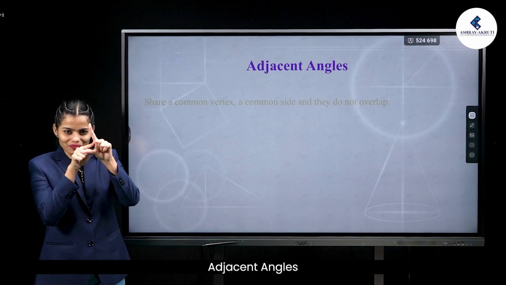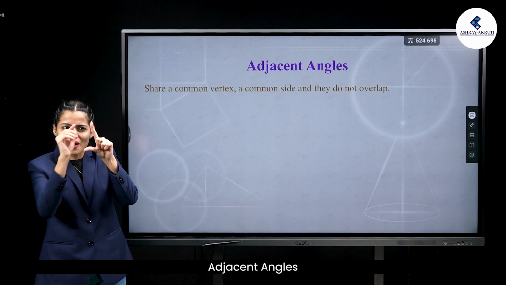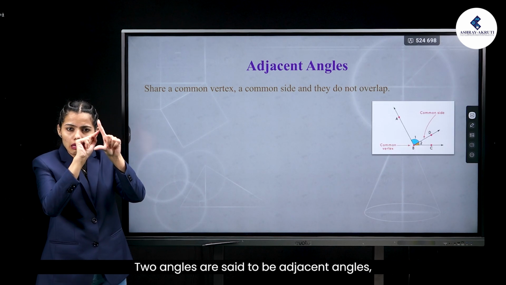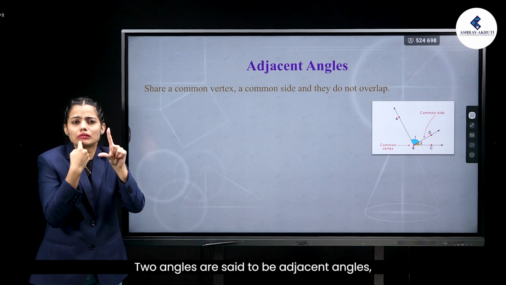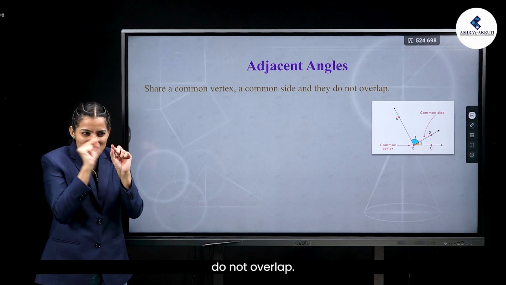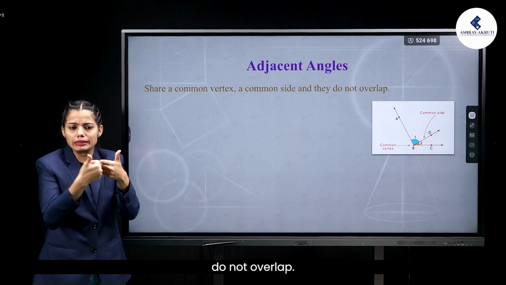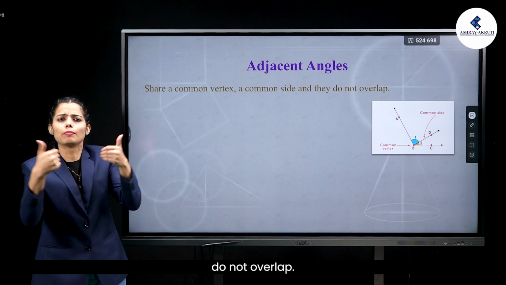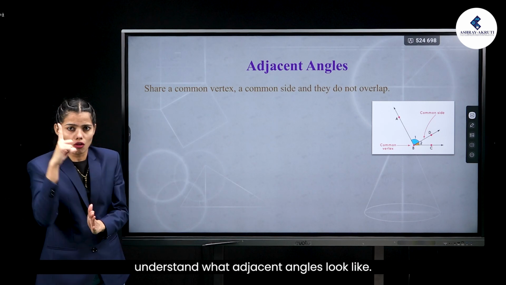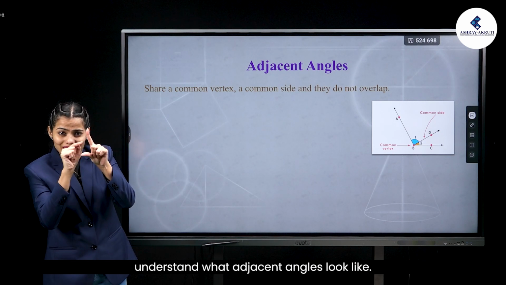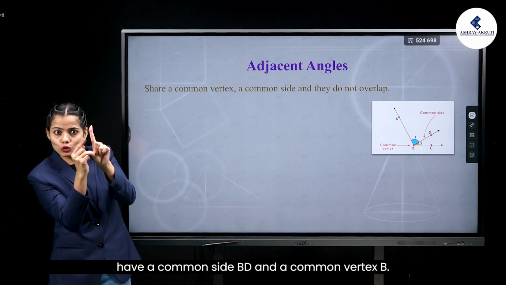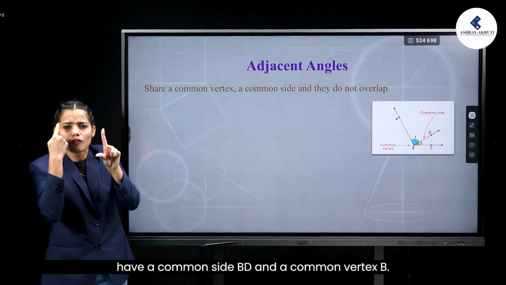Adjacent angles. What are adjacent angles? Two angles are said to be adjacent angles if they share a common vertex, a common side, and they do not overlap. Observe the following figure to understand what adjacent angles look like. Angles 1 and 2 are adjacent because they have a common side BD and a common vertex B.